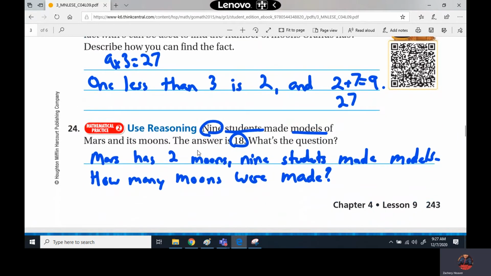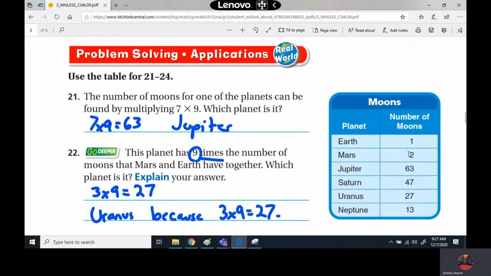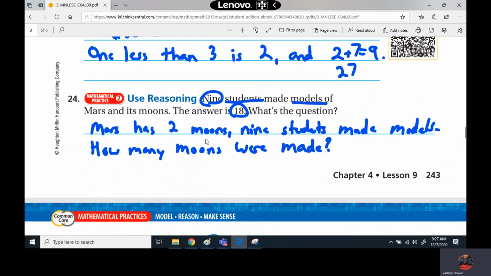So the next one says, 9 students made models of Mars and its moon. The answer is 18. What's the question? So we got to make a question. It's simple. Mars has 2 moons. 9 students made models. How many moons were made?